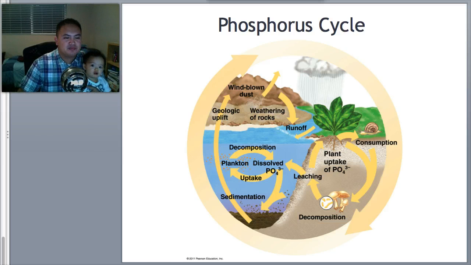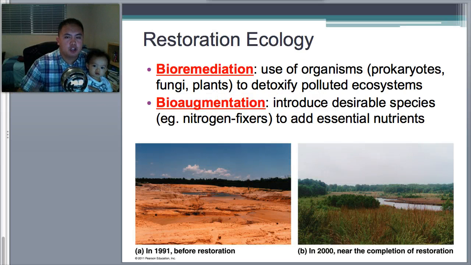So a couple of things that you need to know: something called restoration ecology. So how do we fix ecosystems or cycles and flows that are broken? Two things you need to know: bioremediation. You may have heard of remediation before, but bio, again, the prefix means life. So instead of fixing polluted ecosystems, some of you might say, hey, why don't we build a machine that eats pollution?